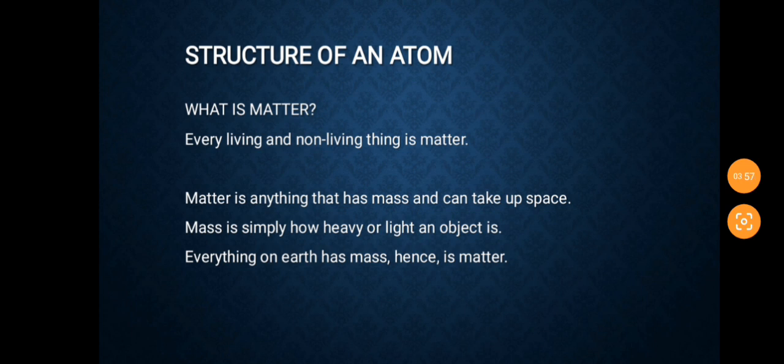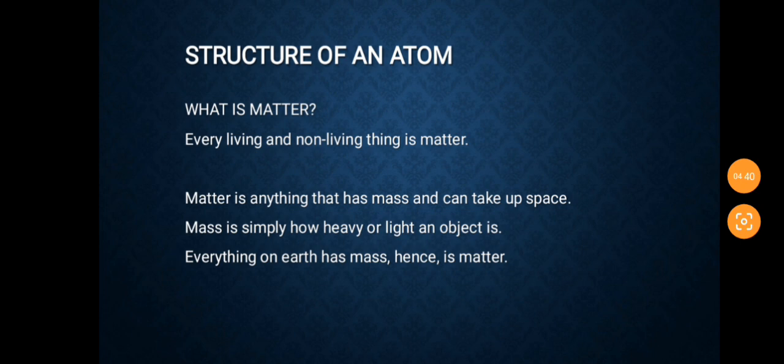From the images on the screen right now, you see that for both living and non-living things, it's possible to measure their masses, and each of them takes up space. So all of these living and non-living things are called matter. From what we have seen before, living things and non-living things are all composed of atoms. We can also see that matter is made up of atoms.